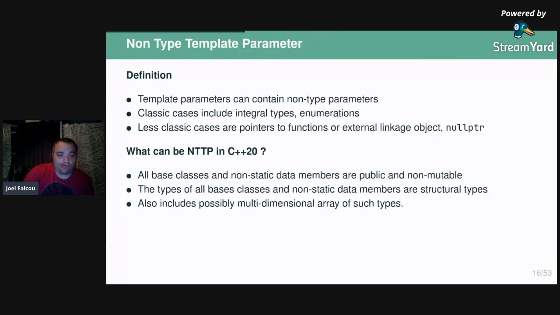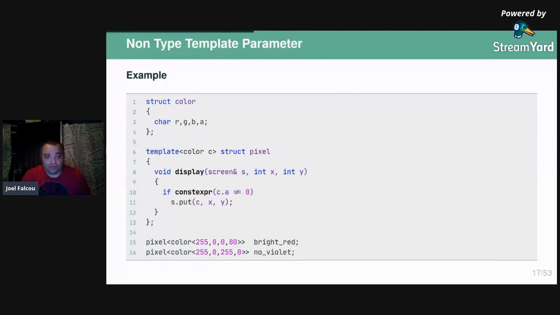Well, that means that you can write simple code like this, for example, which is completely artificial. So you have a color structure. It has an RGB value and an alpha channel or whatever. And you can have a pixel that takes a color directly as an NTTP. And for whatever reason, you have a display function that takes a screen and a position, and you will light up the screen at a given position using the color of the pixel. But if you statically know that your pixel has an alpha which is equal to zero, you will just skip doing anything. So you can if constexpr check that the NTTP C value dot A is non-zero, and then call the whatever put pixel interface of screen. And then you can write instances of those pixel classes by saying, okay, it's a pixel of color something, something. So you have a bright red one and you have something which has an alpha value of zero. So you know at compile time that it won't get displayed.